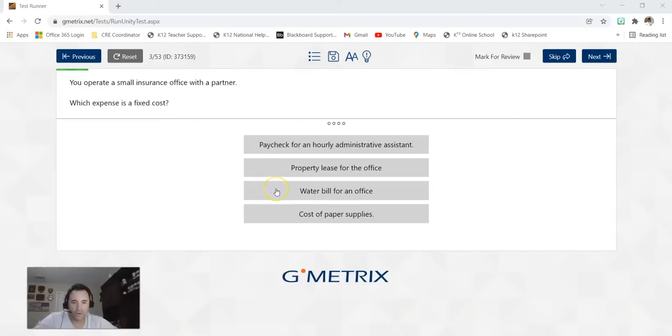Water bill for an office. A water bill is not a fixed cost, it's a variable cost because it could change depending on how much you use each month. Cost of paper supplies, who knows how much paper you're going to use. So of these 4 choices, the only one that is a fixed cost is the property lease for the office because that price will stay the same or be consistent over a long period of time.